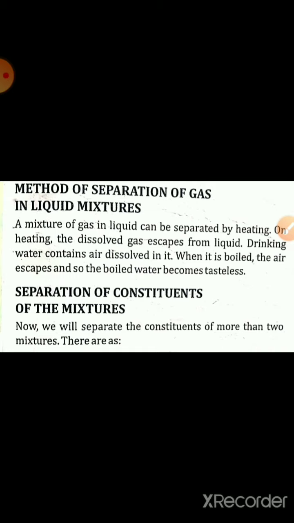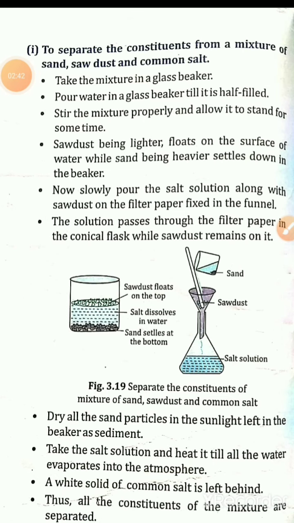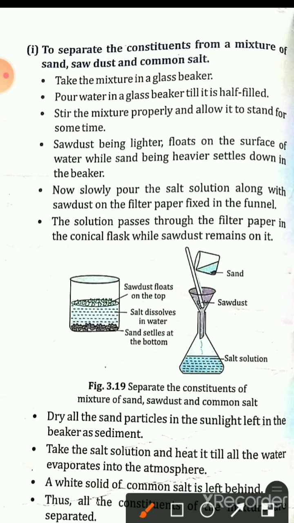How will we separate the constituents of mixtures of more than two components? Open your book, page number 46. On page 46, two examples are given of how to separate constituents. The first example is to separate the constituents from a mixture of sand, sawdust and common salt. First, take the mixture in a glass beaker.